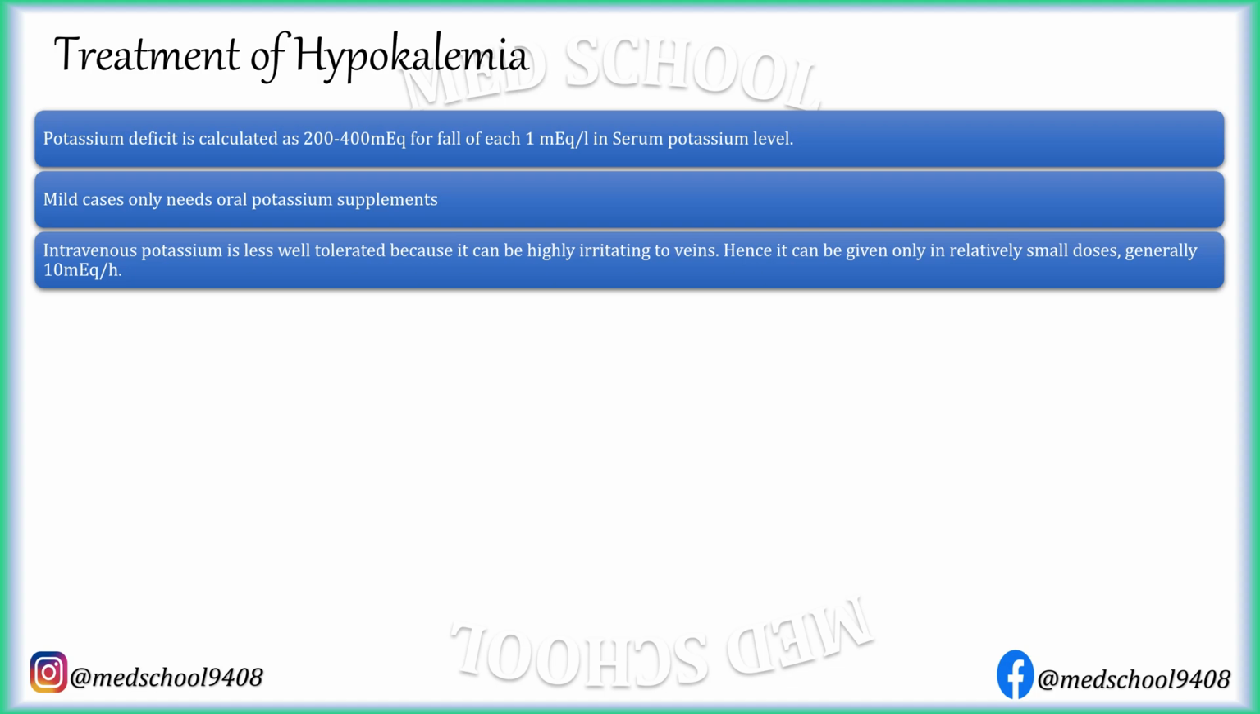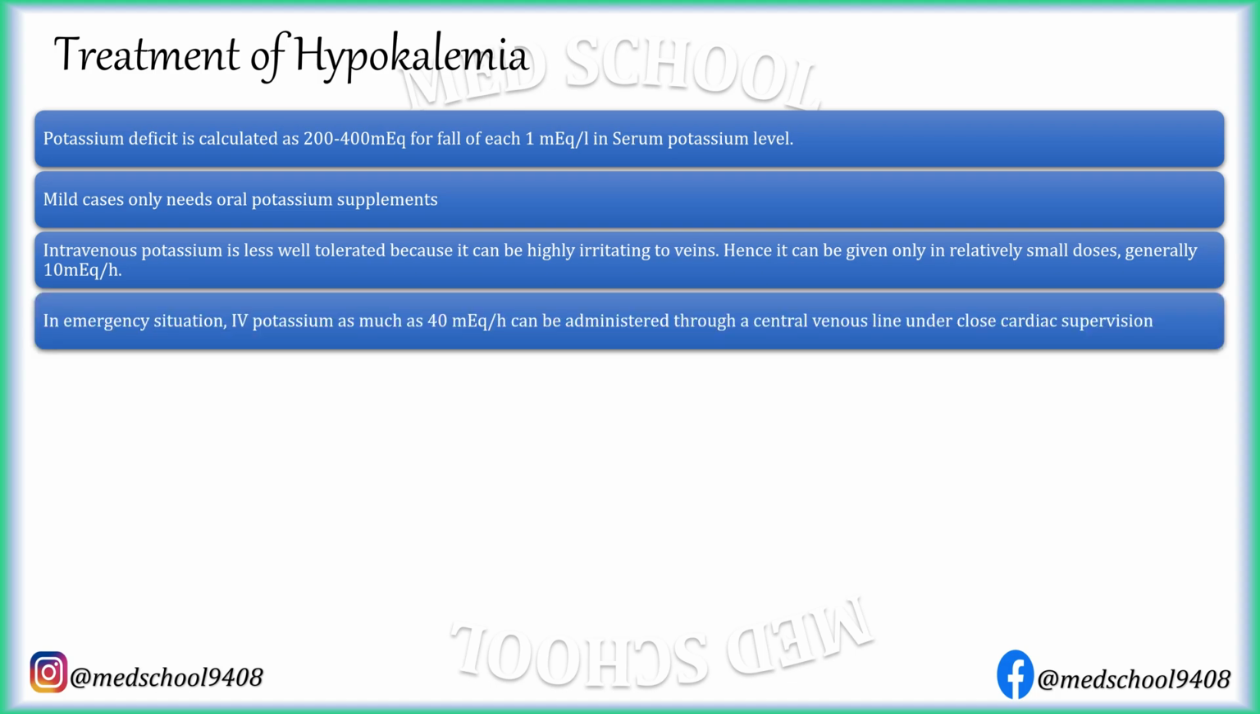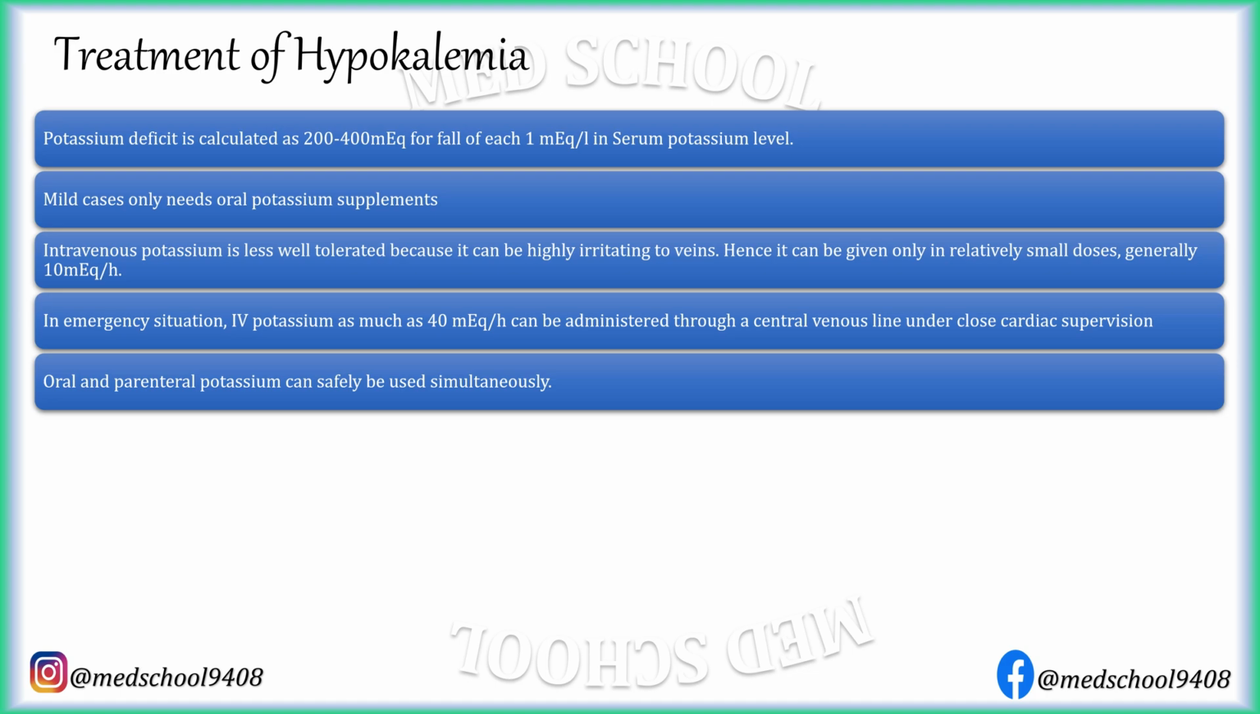Hence, it can be given only in relatively small doses, generally 10 milliequivalent per hour. In emergency situation, IV potassium as much as 40 milliequivalent per hour can be administered through central venous line under close cardiac supervision. Oral and parenteral potassium can be safely used simultaneously.